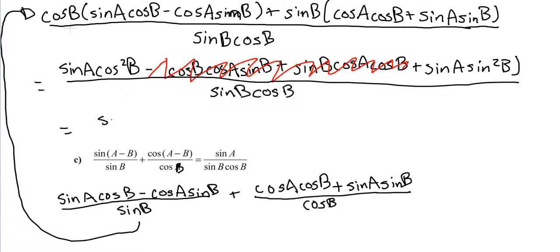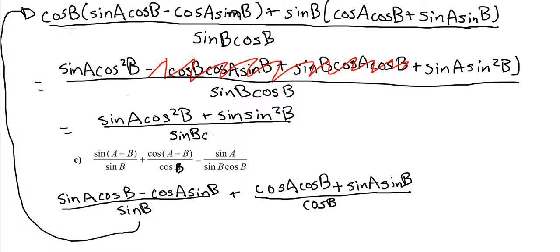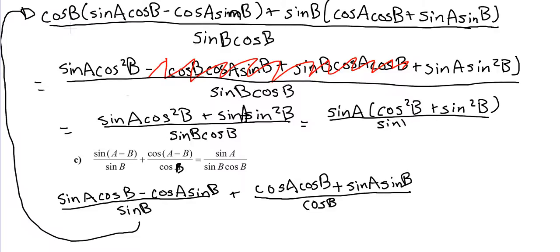So now those two are canceled out. We can continue this as sine A cos squared B plus sine A sine squared B, and again this is all over sine B cos B. So now we're going to take out a sine A on the top. So now we're going to have sine A, and then all you're going to have left is cos squared B plus sine squared B, all over sine B cos B. And if you look at your trig identities, you know cos squared theta plus sine squared theta is equal to 1.